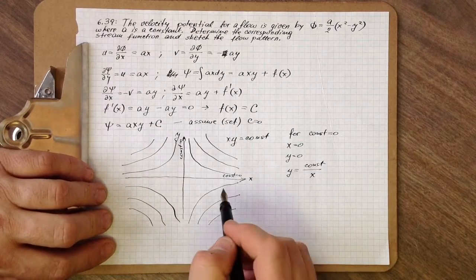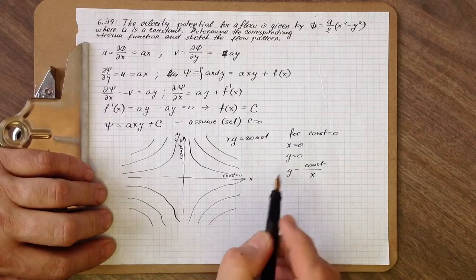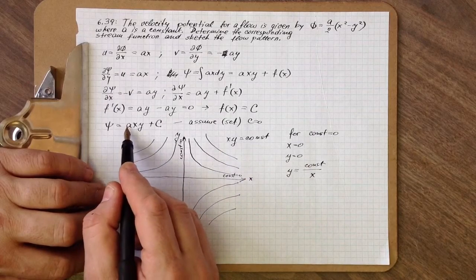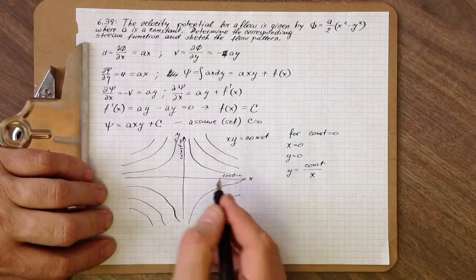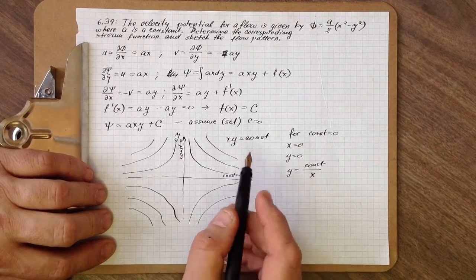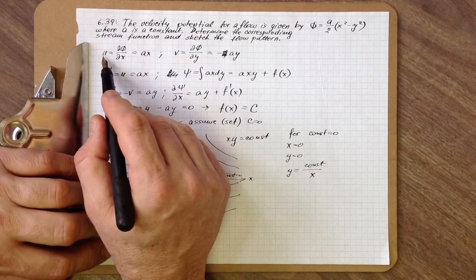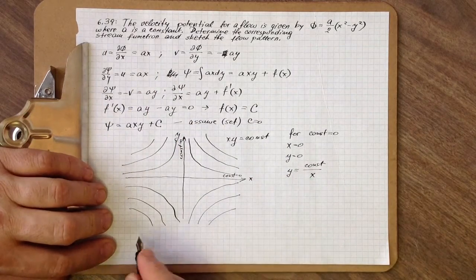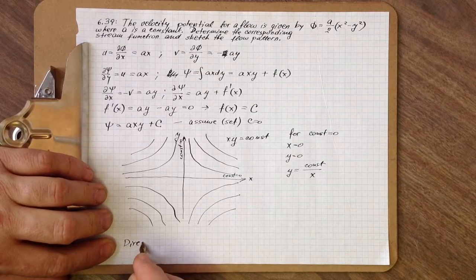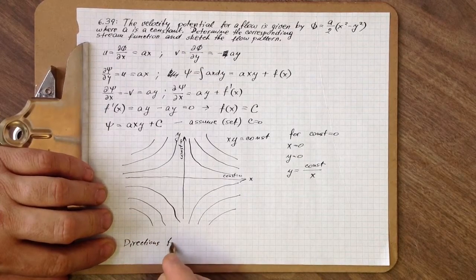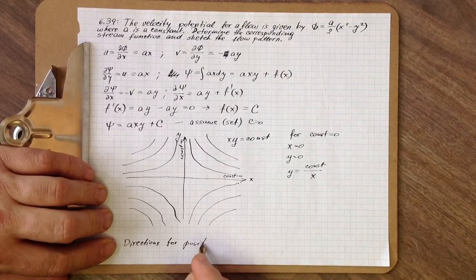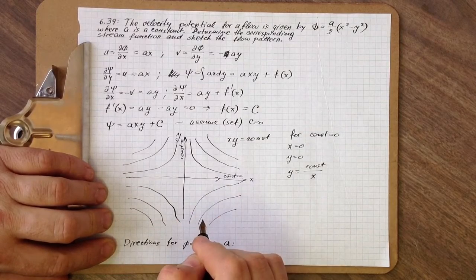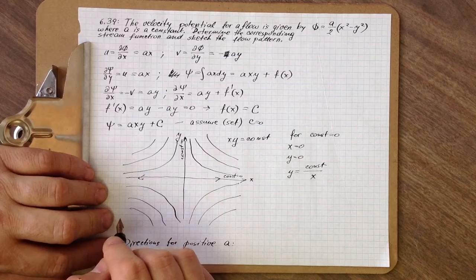Of course, my drawing here is not the best, but I guess I get the message across. Now, if we want to determine the direction of this flow, if we assume that A here is positive, then we're looking at u velocity, u is equal to ax, so for positive A, I'll put here the directions for positive A. In this case, u velocity will be positive here and will be negative here.